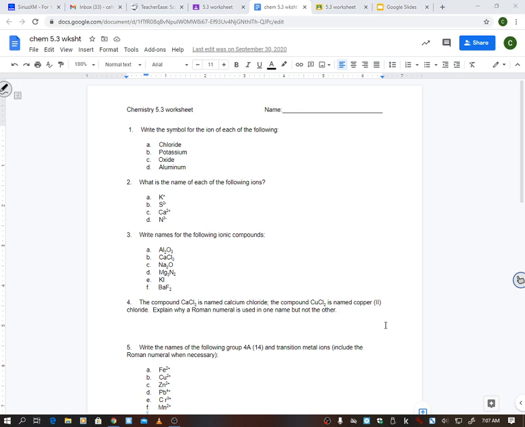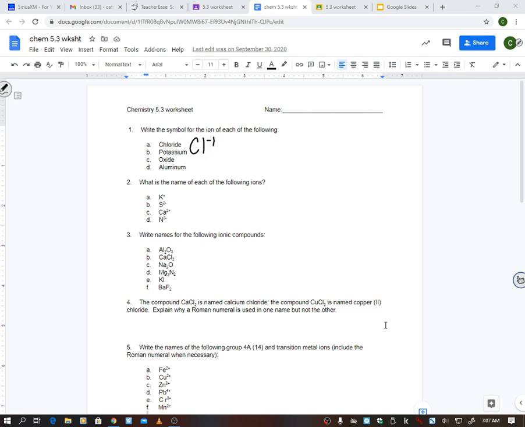All right, so number one, you just had to write the symbol and then give me the charge of it. So for instance, chlorine is Cl and a -1 charge. Now you can put a negative, you can actually put that -1 there. Either way is fine with me. But you're going through and you're doing that for all 4 of them.